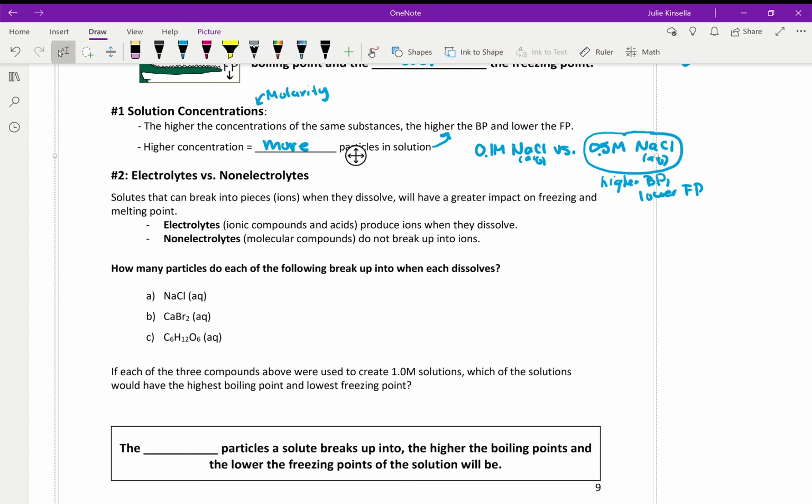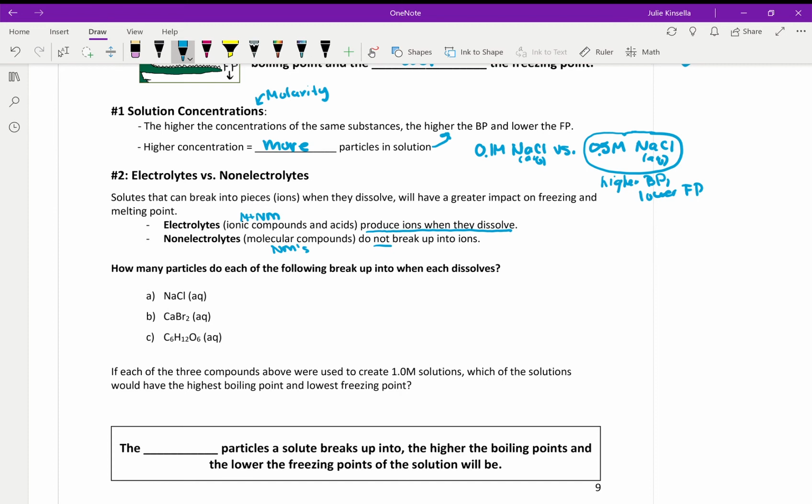So this goes back to when we did bonding and we talked about electrolytes and non-electrolytes. Electrolytes are going to produce ions when they dissolve. So this would be ionic compounds, which are your metals and your nonmetals. Acids, which we haven't done yet, so you don't need to worry about. Non-electrolytes do not break up into ions, and these are your molecular compounds. So these are ones that are made up of just your nonmetals. So you have to be able to use your periodic table to distinguish between them.